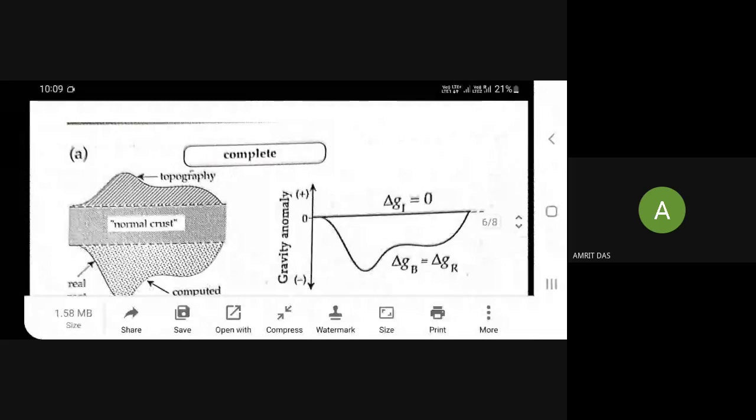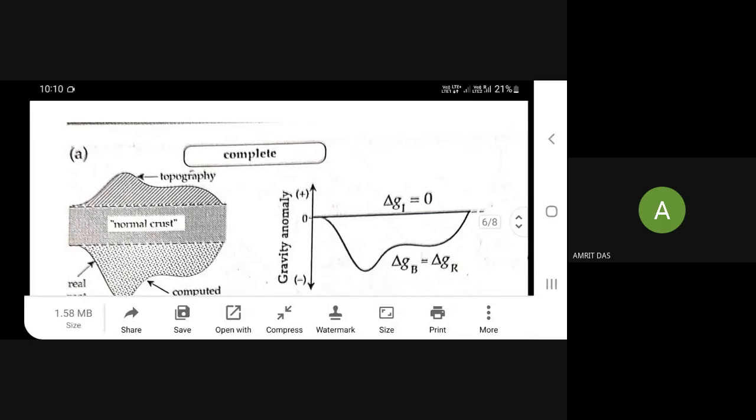Yes Vidut, I have one question. Why do we need isostatic equilibrium actually? Is this applicable only for a mountain region or anything like that? Okay, okay, density is higher, that's why positive.